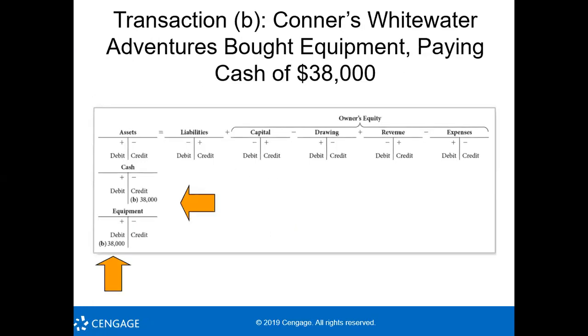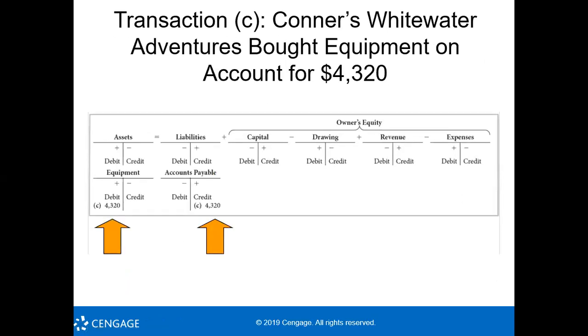All right, here's another one that we looked at in chapter 1. Connor's Whitewater Adventures bought equipment paying cash of $38,000. So remember, when we looked at this example in chapter 1, we had equipment going up, cash going down, right? We bought equipment with cash. So we paid for the equipment with cash. So the equipment, which is an asset account, is going up, cash is going down. And so how we would record this is we'd have a debit to equipment. So equipment increases with a debit, a credit to cash. Cash decreases with a credit.